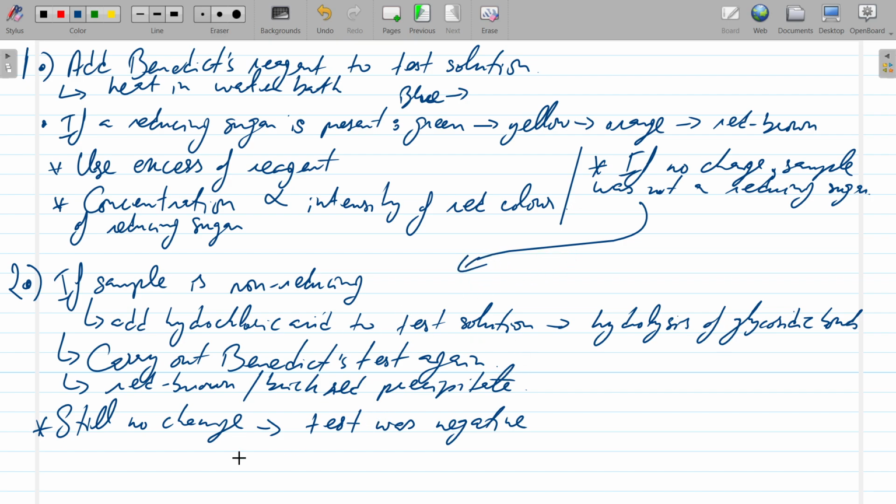But if in method number 2 you still don't have any change happening, then that means that the sample probably wasn't a carbohydrate to begin with, right? Because we're talking about reducing sugar. So even if by adding hydrochloric acid it was hydrolyzed and perhaps you got amino acids or fatty acids and glycerol, they're not going to give you a positive result for the Benedict's solution test.